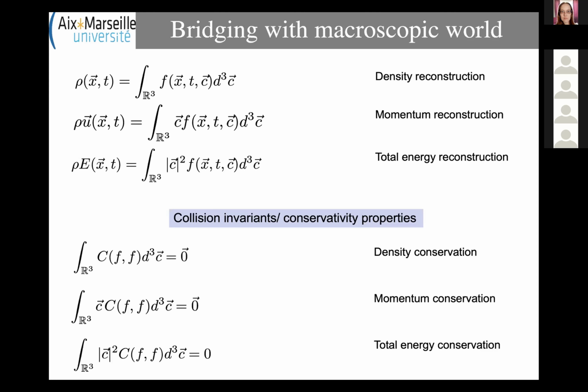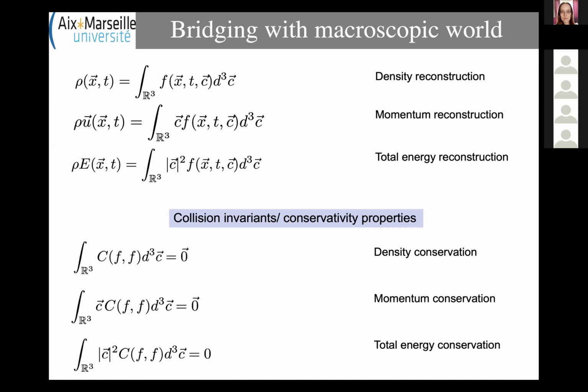And to do that, your collision model has to preserve some collision invariance. It means that if you look at the equation, the integral over the different velocities of your collision term has to be 0. For momentum conservation, the first order moment has to be 0. And for total energy conservation, the second order moment has to be 0.